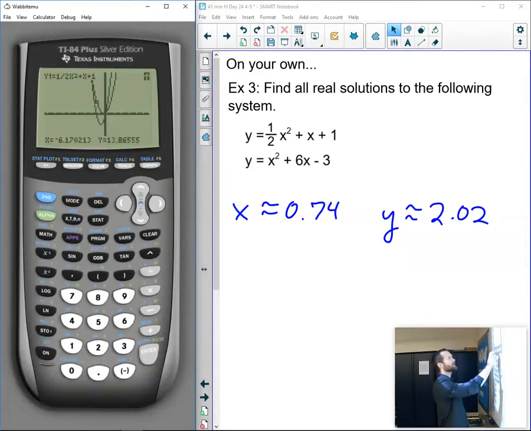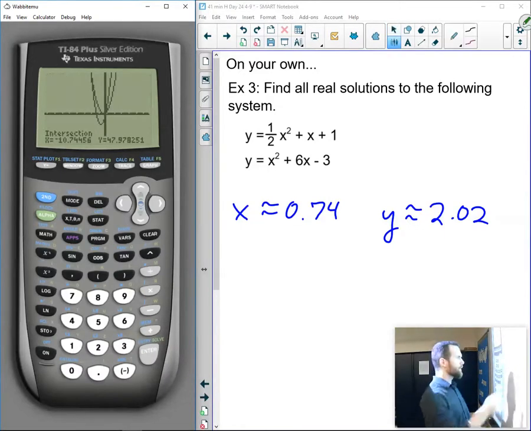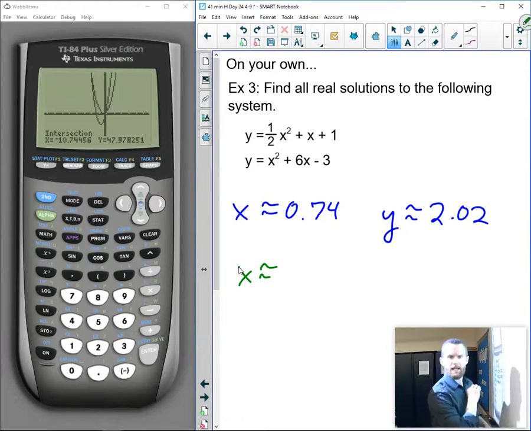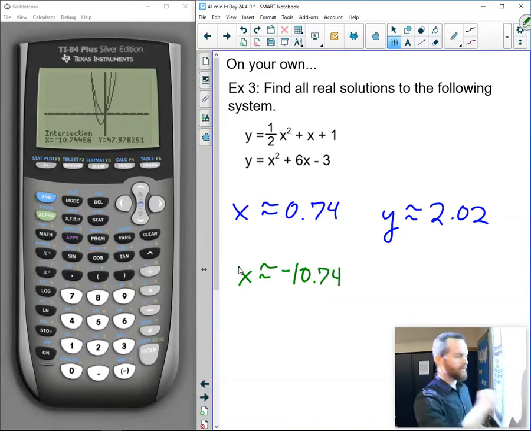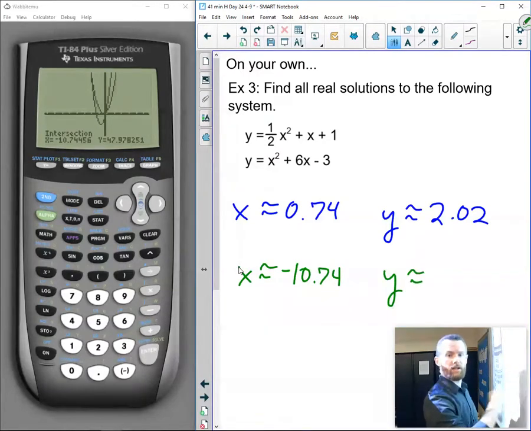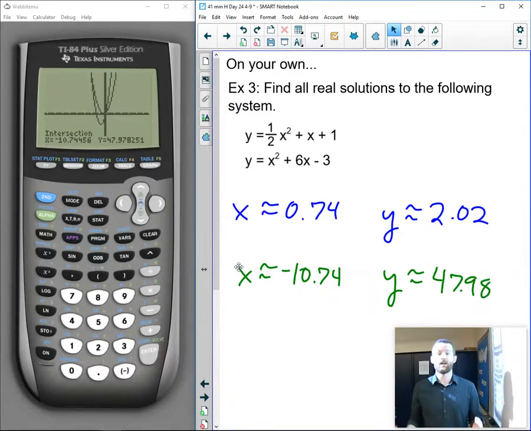So I'm going to hit second, calculate 5 for intersect, and move closer to the intersection, hit enter, enter, enter, and let's see what we get. We get x is approximately negative 10.74, always the sign mistakes get me. Negative 10.74, and y is approximately 47.98. Yeah, very good. Okay, and that's it. We're all done. Hopefully you got those two answers on your own.